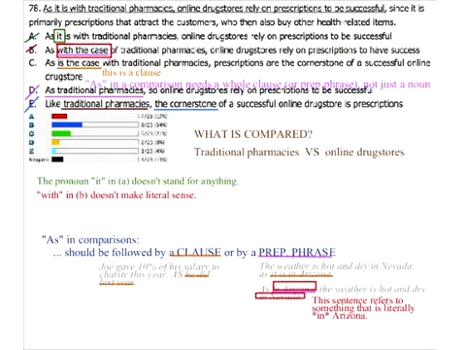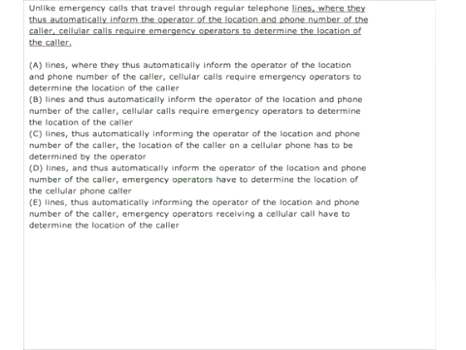How about let's do this one. Right here. And then this is the last one.